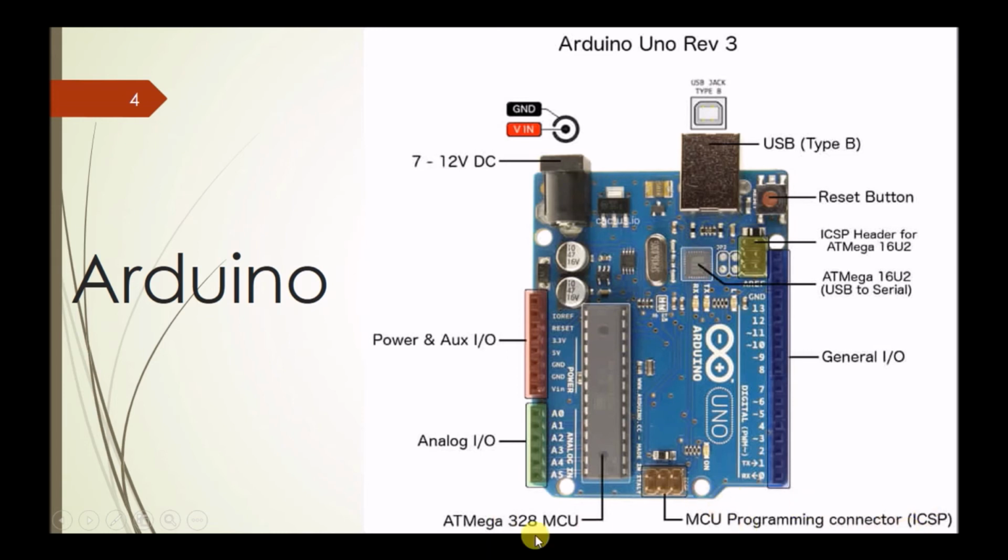This is the ATmega328 MCU, which uses the AVR architecture. It is an Atmel SoC. So let's see how a typical Arduino looks like.